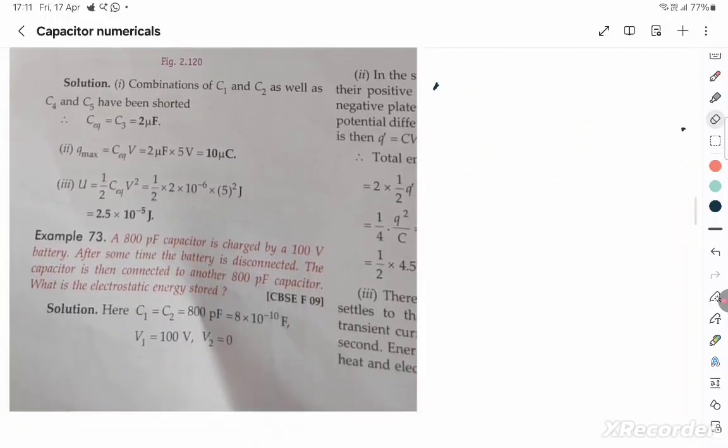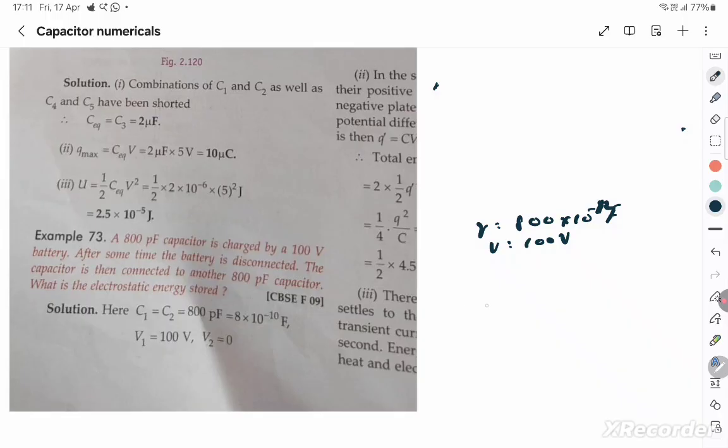Okay, let's go to the 73rd question. An 800 microfarad capacitor is charged by a 100 volt battery. After some time the battery is disconnected. So basically it has acquired a pre-existing charge, and it's being charged to a potential of 100 volts. And after some time you're disconnecting. After some time the battery is disconnected.